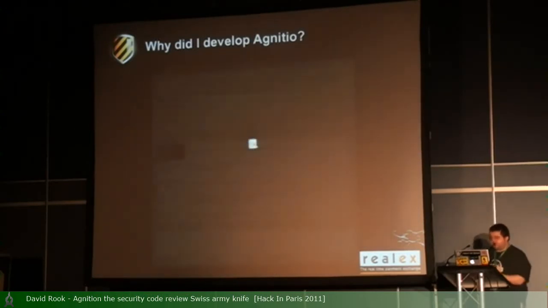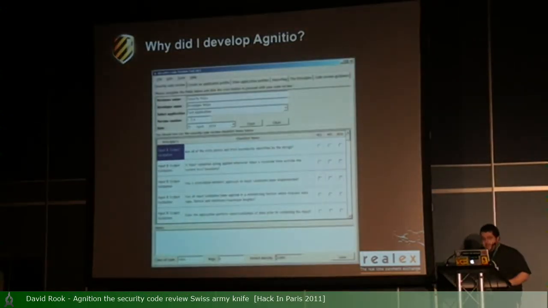So I brought all of those together into something that I had spent a lot of time naming, the security code review tool. And you can see it looks fairly familiar. It looks quite a lot like Agnisio you just saw.